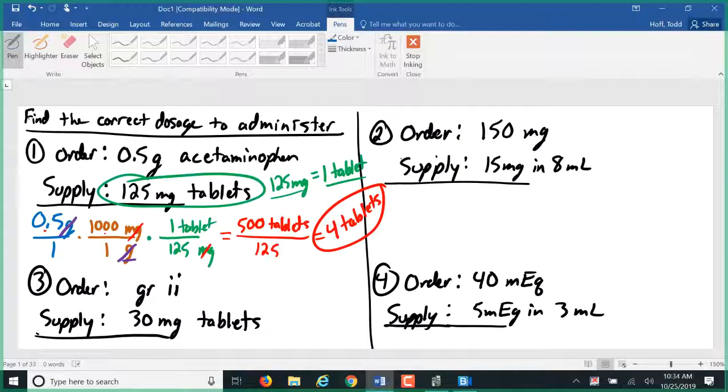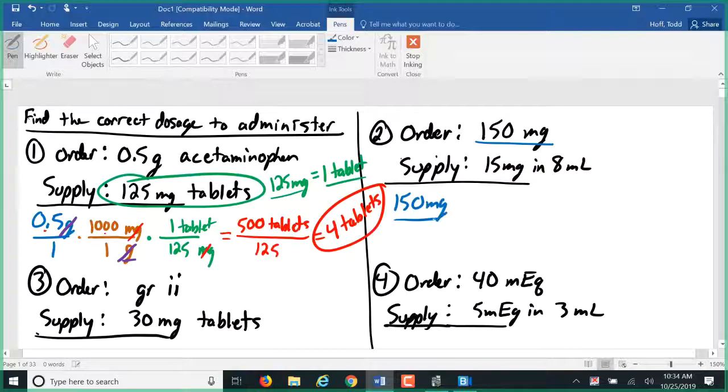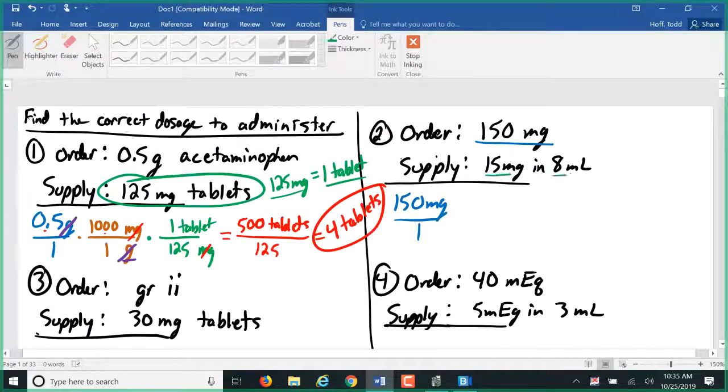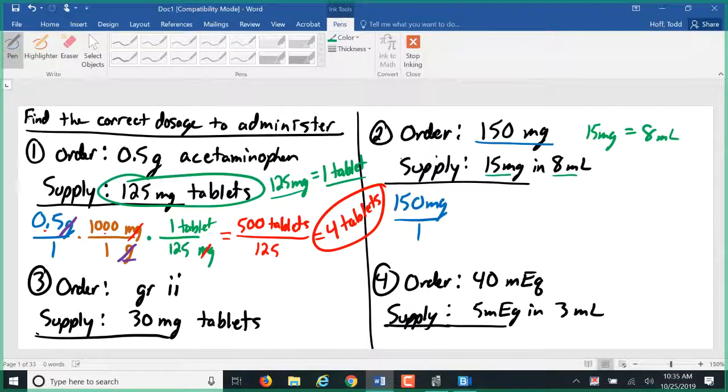So for number 2, order again is 150 milligrams. We always start with the order. Put it over 1. Our supply, 15 milligrams in 8 milliliters. Again, that is telling us 15 milligrams is equivalent to 8 milliliters of fluid. This is a medication that is dissolved into a solution. That is saying that every 15 milligrams of medication is accounted for in 8 milliliters of solution.